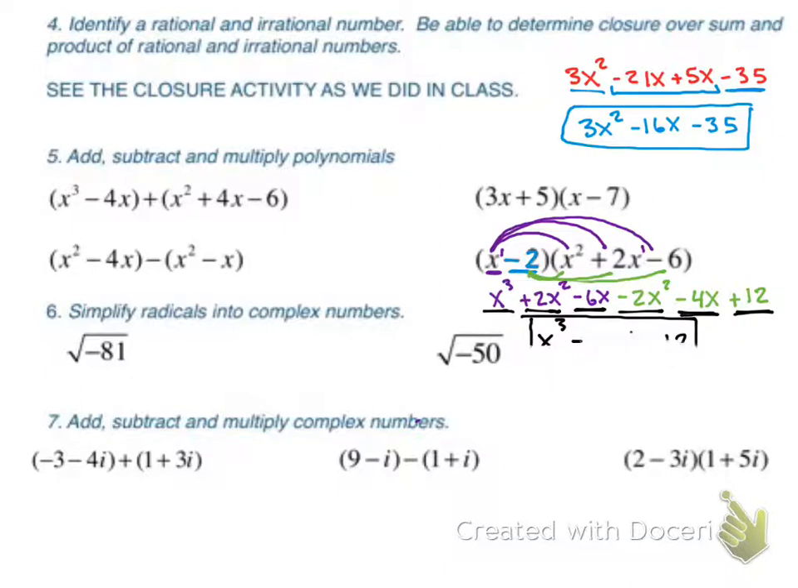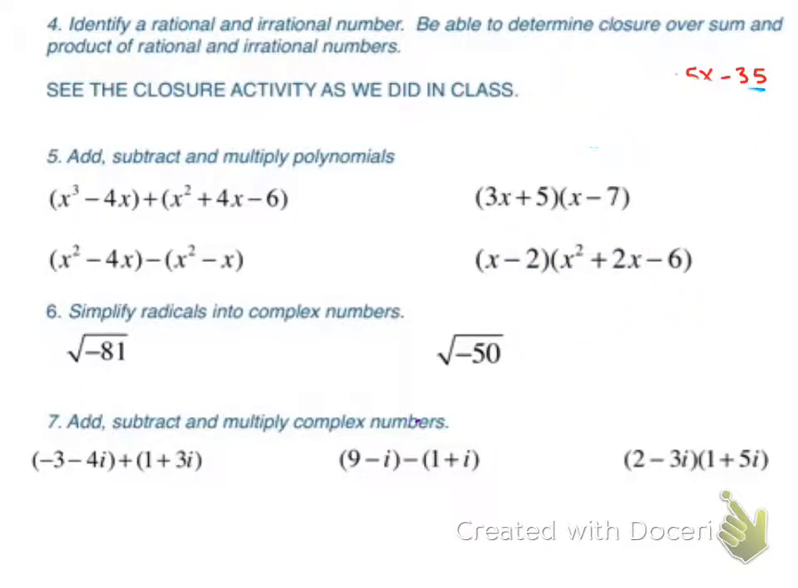Okay, number 6. I'm just gonna erase everything. Number 6 is what we just learned recently, complex numbers. So we need to simplify this. So simplify the radical into complex numbers. So remember that this square root of negative 81 can be written as square root of negative 1 times the square root of positive 81.